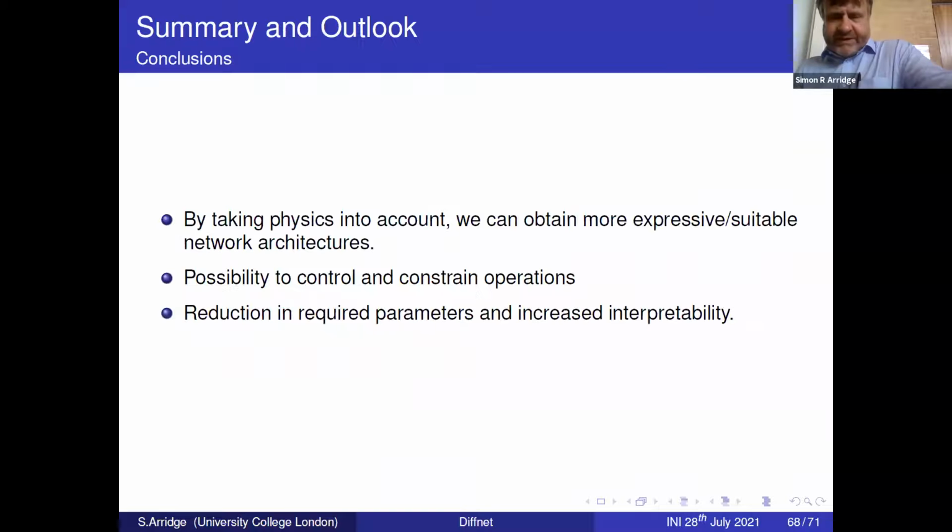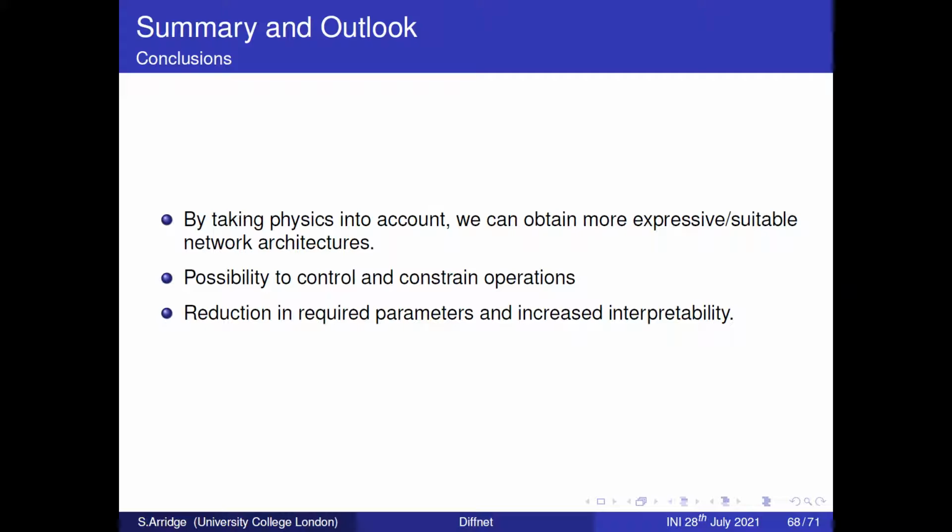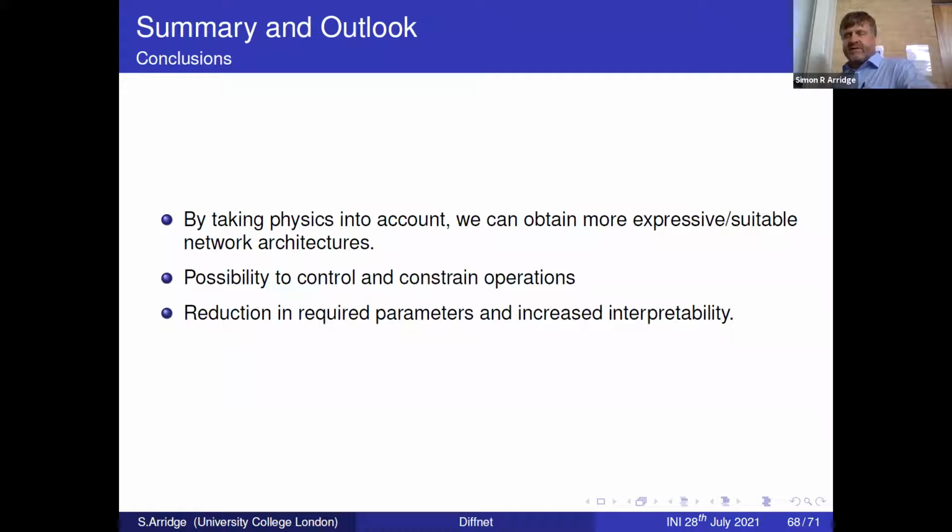Okay, so to summarize, the idea is that we're taking physics into account to obtain more expressive network architectures, which allows us to constrain operators based on our knowledge of the processes which we emulate. One thing we definitely observe is that we have a reduction in the number of parameters required, which allows us to have an increased interpretability.